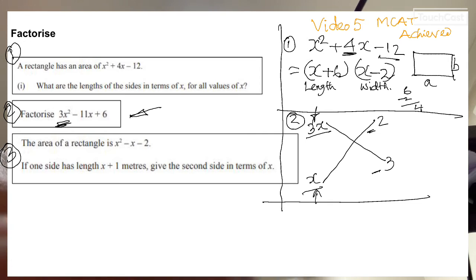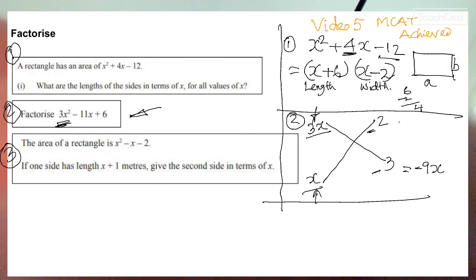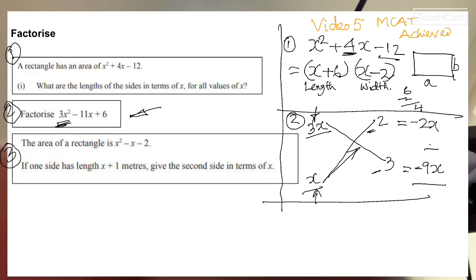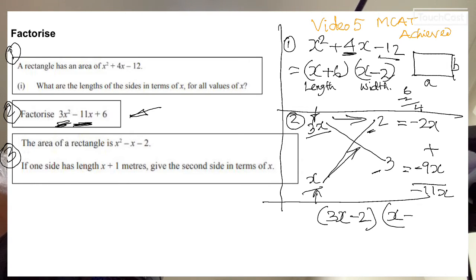And now 3 times negative 3 will be negative 9x, and if I multiply along that diagonal, that will give you negative 2x, and if we add them together, that will give you negative 11x, which equates to this middle term. So the factorized version is going to be 3x minus 2 and x minus 3.